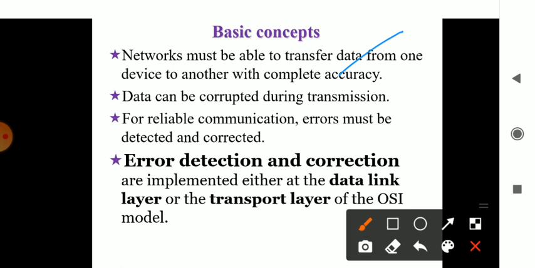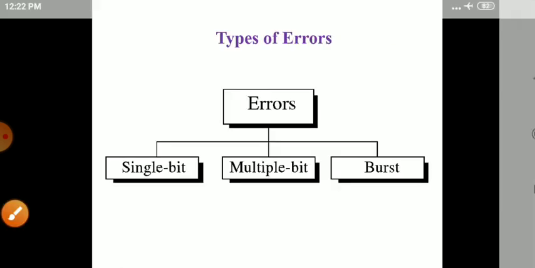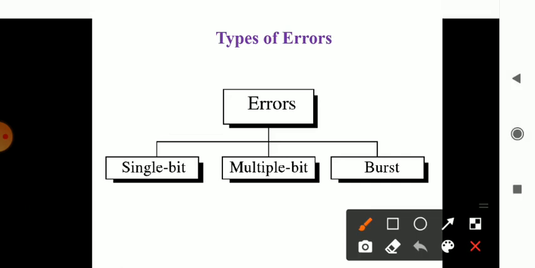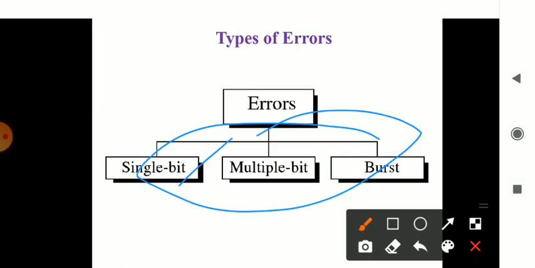Mainly, error detection and correction is dependent on two layers. Which are those layers? One is the data link layer, and the other is the transport layer, on which it depends. The types of errors you will be dealing with are of three types: single bit, multi-bit, and burst. Burst and multiple bits are the same, as you have multiple bits in the burst.